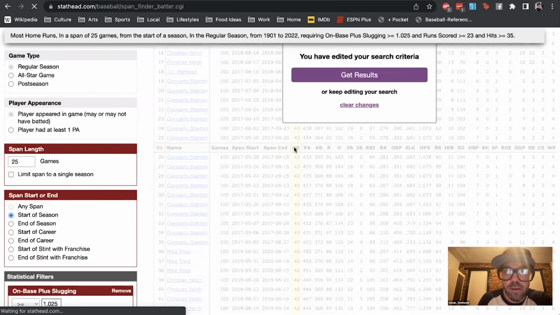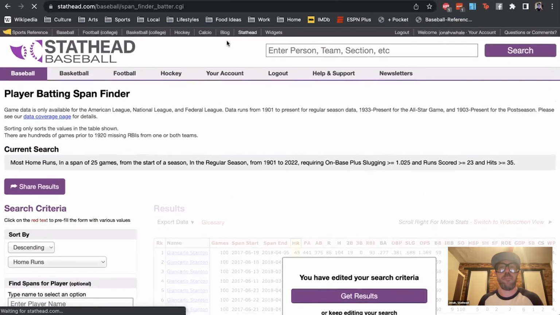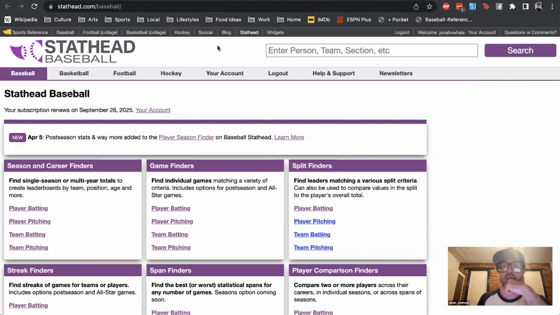Let's see. So I want to find career WAR in descending order. Okay, so this is a good one. Steve wants to know the career WAR in descending order for all players who first played in 1970. In order to do that, I'm going to go back to the season finder. That's where you'll find this information.